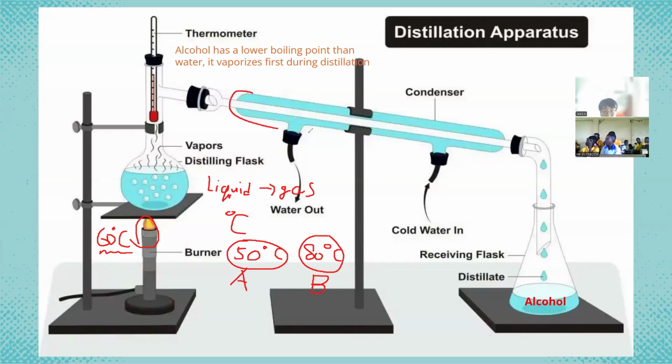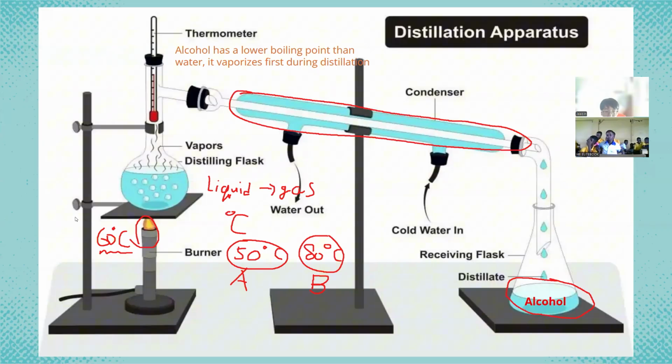And it builds up through this condenser. It turns it back into liquid. Then it settles down in another flask. So this is how distillation works.